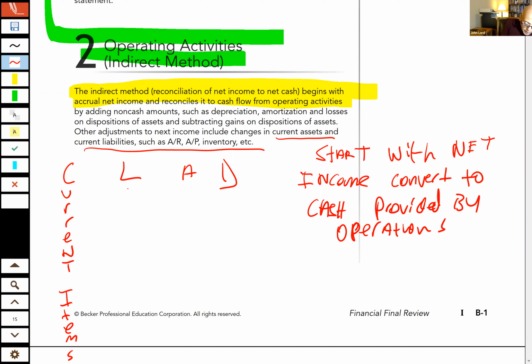Then you're going to look at losses and gains, and you're going to make adjustments for those losses and gains. Then you're going to look at amortization and depreciation.